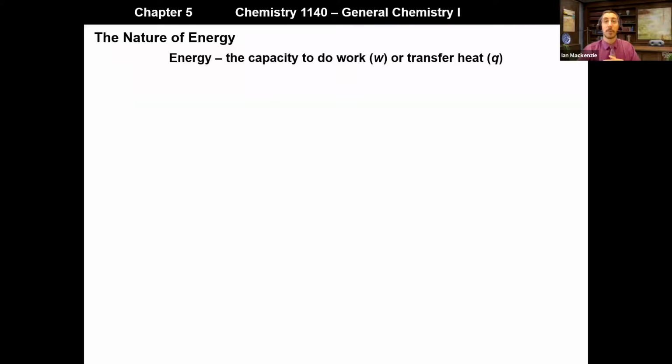The first step, however, is to define what we mean when we talk about energy. So, a brief definition: energy is the capacity to do work or to transfer heat. And we give the symbol W for work and Q for heat. So what does that look like exactly?